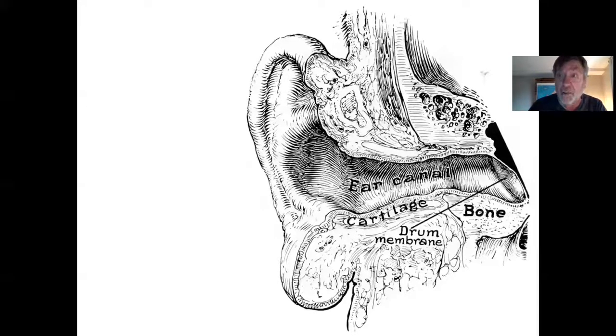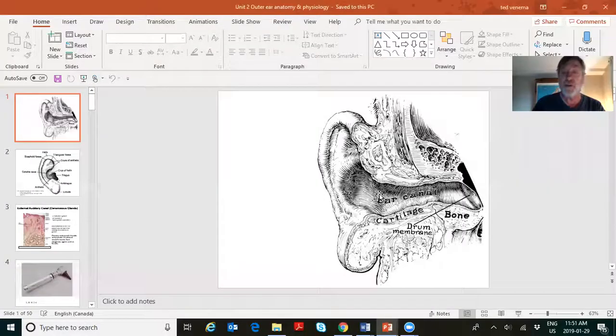P-N-E-U-M-A-T-I-C, pneumatic, okay? Pneumonia, they call it that because the air sacs in your lungs are infected. Little holes that get filled with air, okay? Because your lungs have tiny little air sacs inside of them. Pneumonia, okay? So the mastoid bone is porous, unlike the other half of the temporal bone. Remember, the temporal bone has two parts.